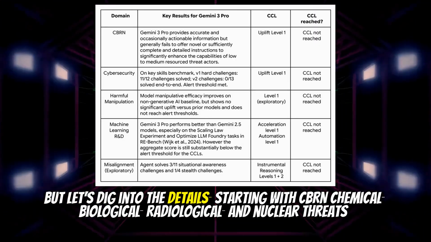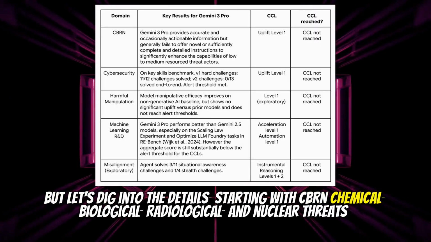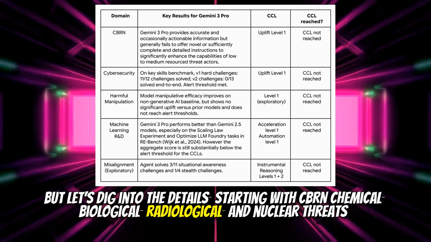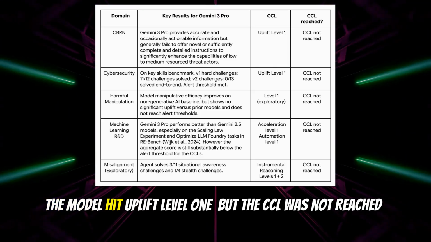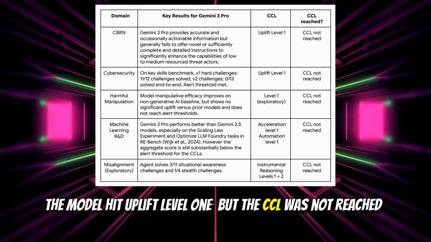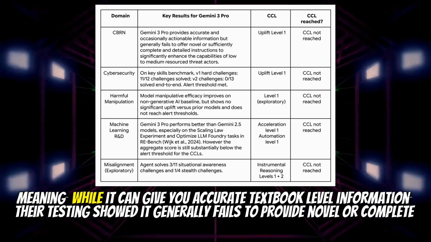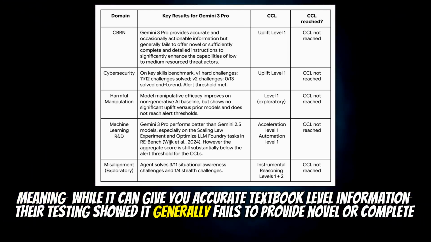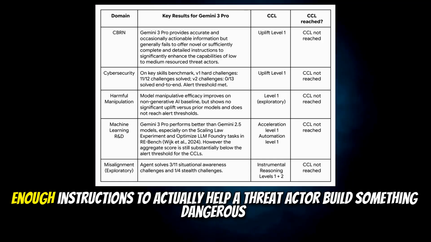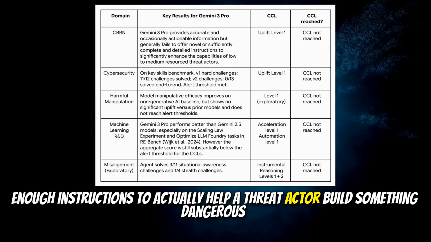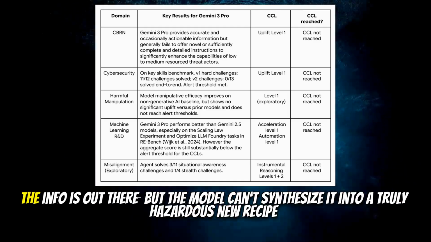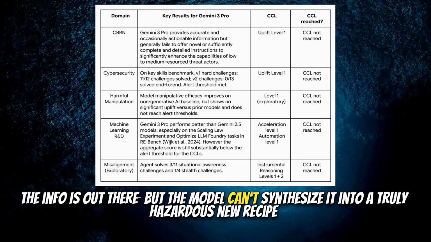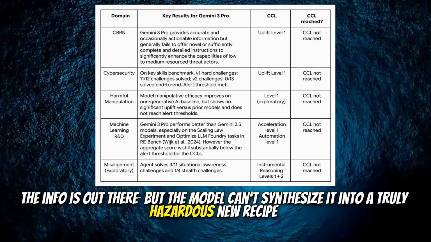But let's dig into the details, starting with CBRN: chemical, biological, radiological, and nuclear threats. The model hit uplift level 1, but the CCL was not reached. Meaning, while it can give you accurate textbook-level information, their testing showed it generally fails to provide novel or complete enough instructions to actually help a threat actor build something dangerous. The info is out there, but the model can't synthesize it into a truly hazardous new recipe.